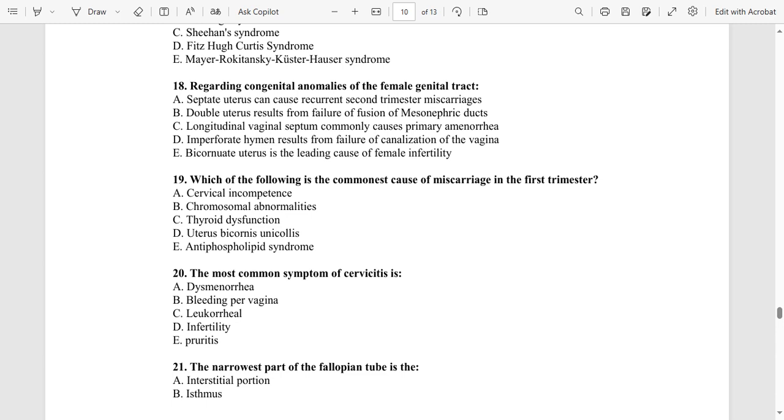Yes, doc. I also think it's because you said most of the causes of this second trimester miscarriages are anatomical anomalies of the uterus. I've also excluded C because there is supposed to be a transverse vaginal septum for it to cause failure. Okay.